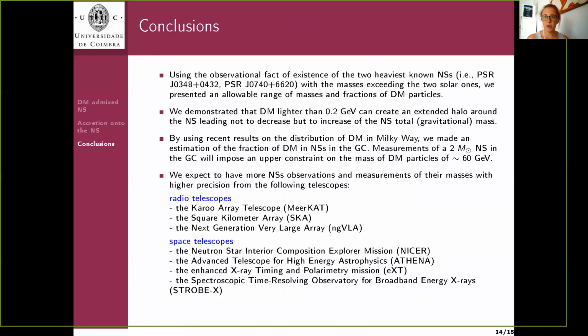And of course, we are looking forward to the future and the present radio telescopes and X-ray missions that are planning to increase the number of detected neutron stars in the galaxy center, as well as to make better measurements of the masses of the neutron stars. And using both results, we can put an even tighter constraint on the mass of dark matter particles.